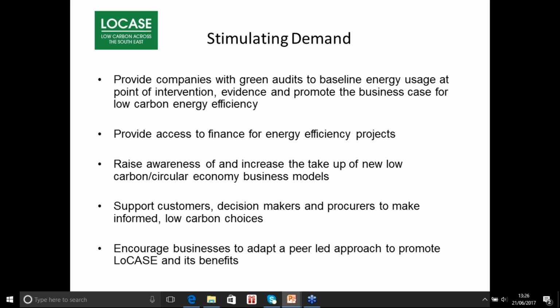We have grants through this part of the project, so we are offering grants between £1,000 and £10,000, depending on the scale and the size of the project that you might have. What we want to do is raise awareness and increase the uptake of low carbon products and services and the circular economy as a whole. So try to encourage people to reuse, recycle, just to help that low carbon and circular economy ethos. We're supporting decision makers and customers and people who buy stuff to make low carbon choices.